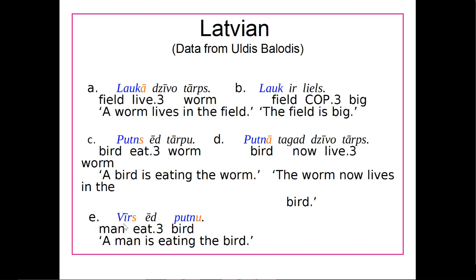And we have man, vīrs, eat, ēd, putnu, bird. The bird ends in u because it is the object. The man ends in the s because it's the subject. So different nouns might have different case schemes, but basically case, or these endings here, like the a, the s, the u, those will tell us the role of the noun they are attaching to.